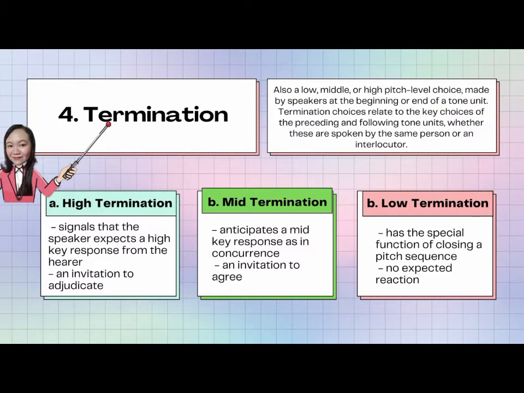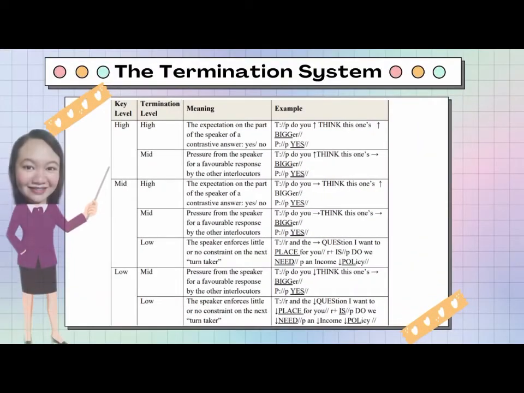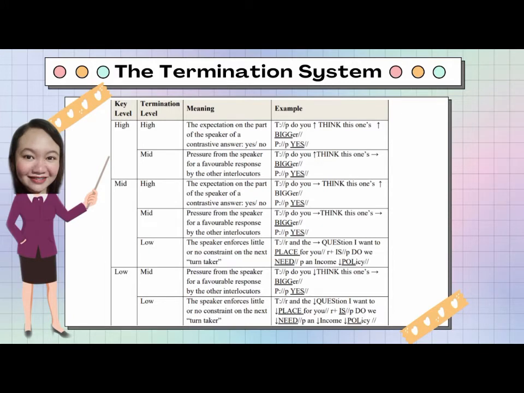So high termination is an invitation to adjudicate, mid is an invitation to agree, and low termination has no expected reaction at all. Let us take a look at the termination system. We can notice the three key levels on the left part of the chart. For our high key, we have the high termination, which shows the expectation on the part of the speaker, which can be a yes or no or a contrastive answer. On the other hand, on our mid termination, the pressure to create a favorable response or a yes is present.